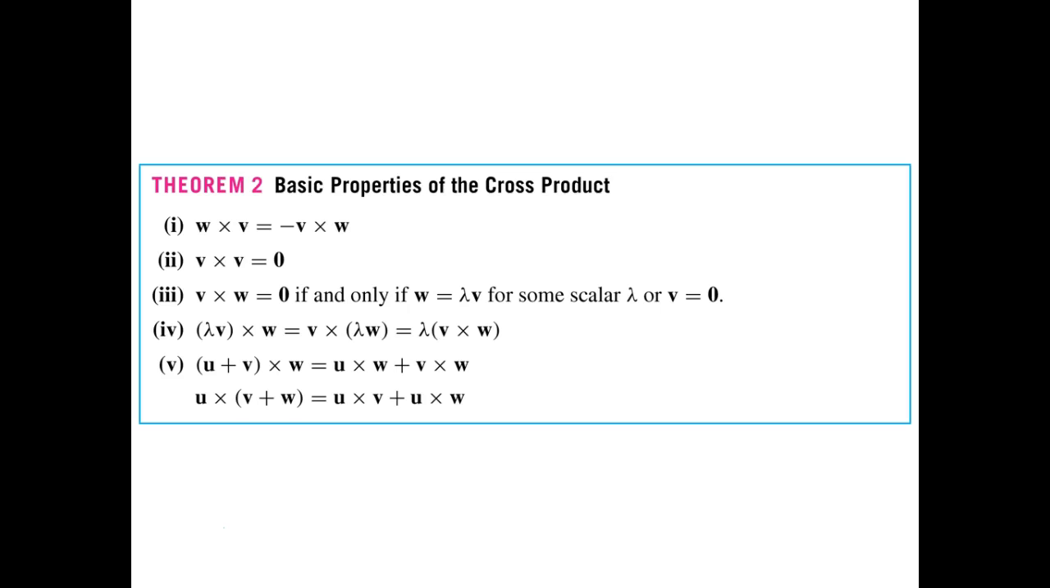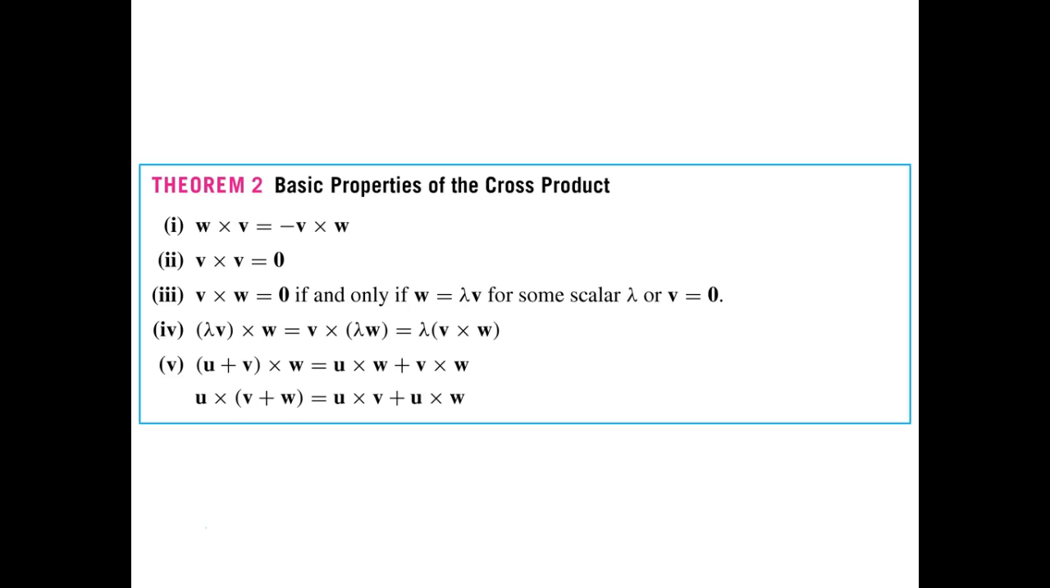Number 4, a scalar times a vector V crossed with a vector W is the same as the vector V crossed with a scalar times W, and that's the same as a scalar times V cross W. Yeah, that looks just like the corresponding rule for dot products. Now here's the sort of weird one. You have to be very careful of your order, okay?